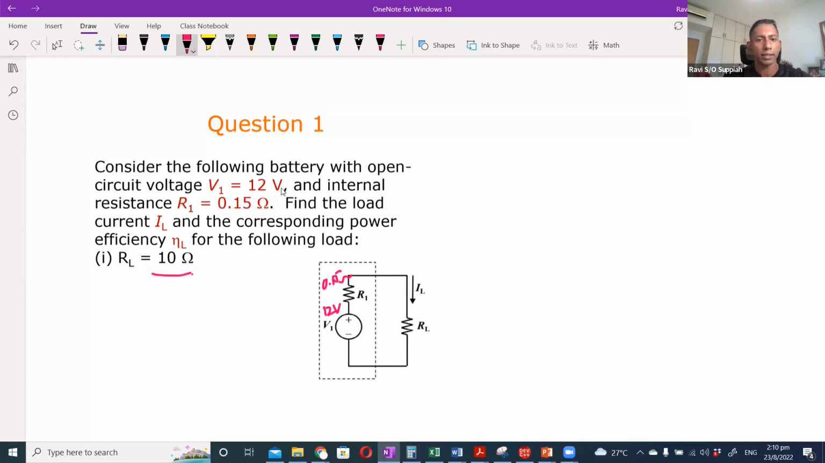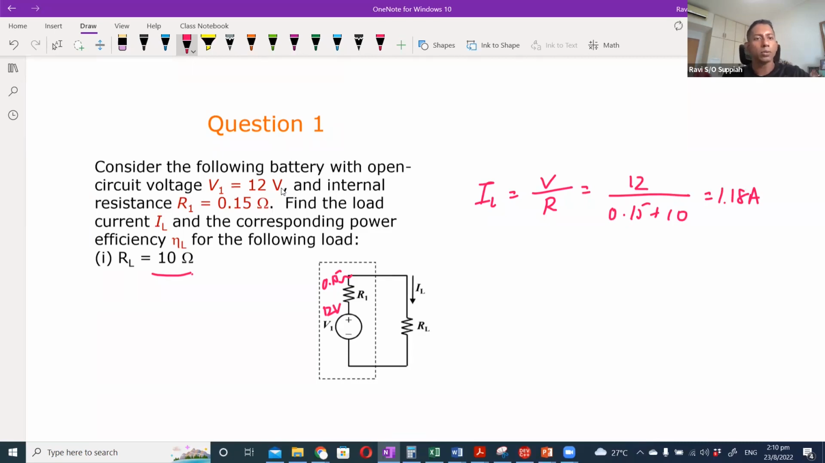If my RL is 10 ohm, my load current will be V over the total resistance. In this case, it will be 12 over 0.15 plus 10. Correct, that will give me 1.18 ampere.